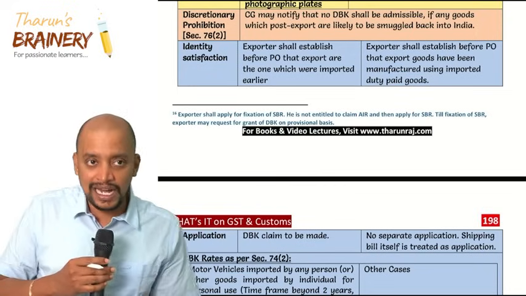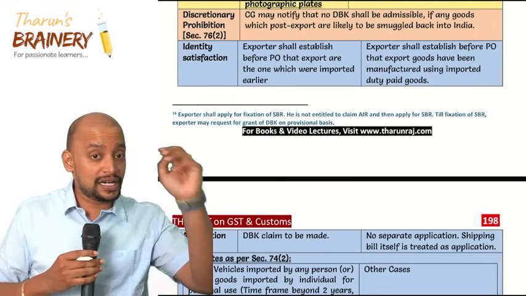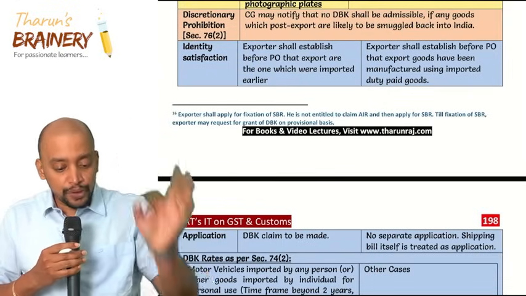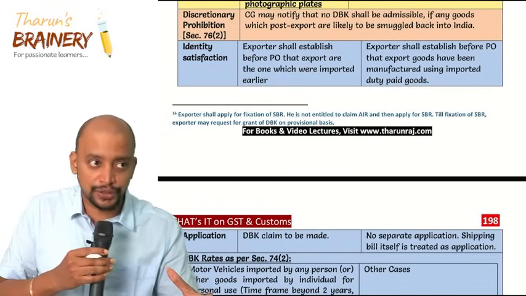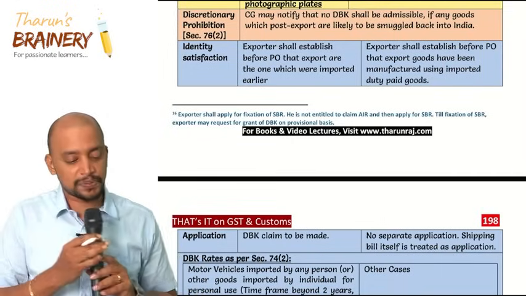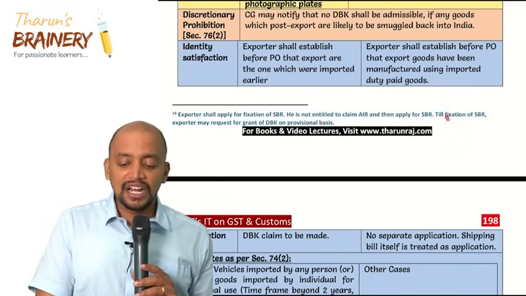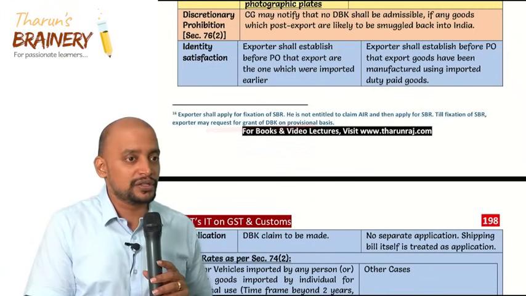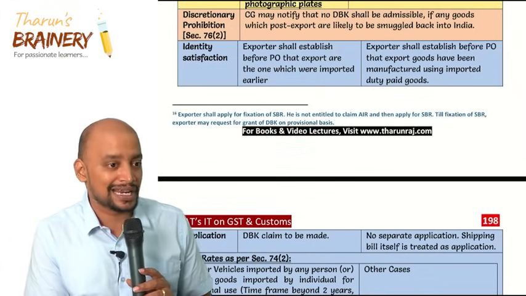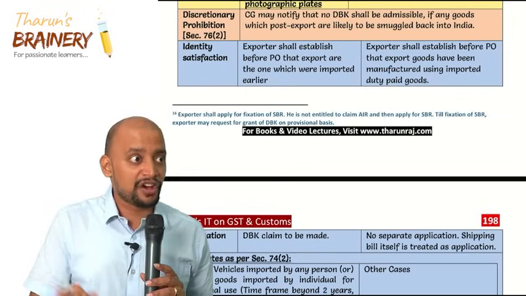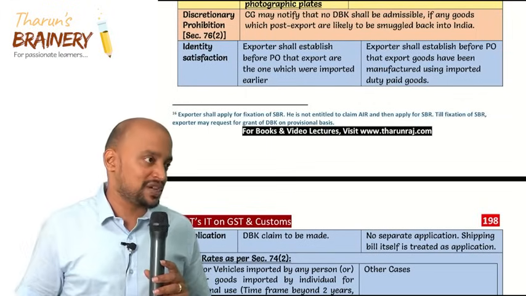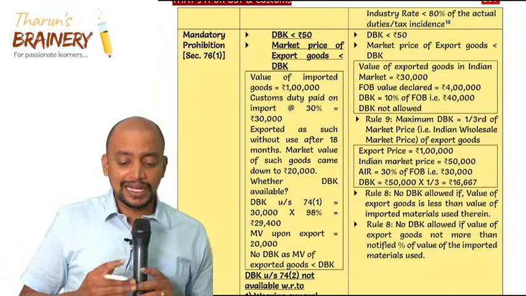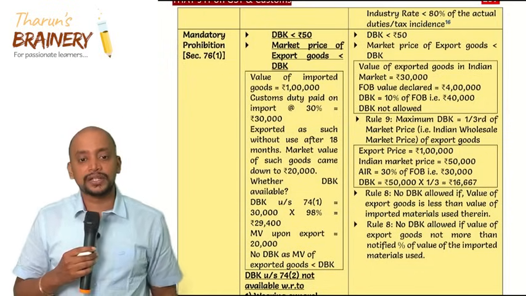No, it is less than 80%. Then he should not go for all industry rate. Directly he needs to make application for special brand rate. Suppose if he claims all industry rate duty drawback, he can never go for special brand rate. Then till fixation of special brand rate, can he request for provisional amount of duty drawback on provisional basis? That he can do, but he should never apply for all industry rate and then go for special brand rate. That is this point. Then look into the next mandatory prohibitions.